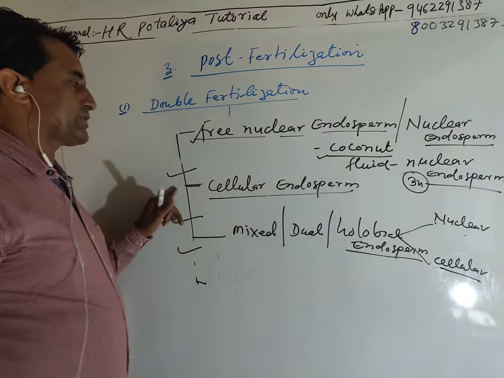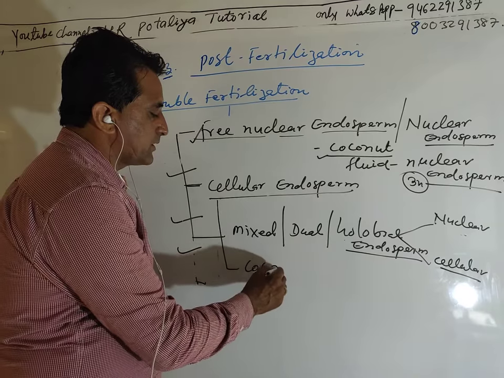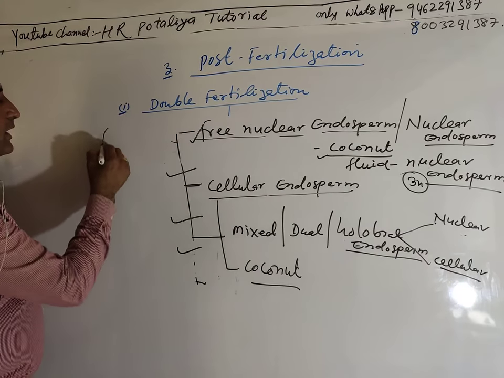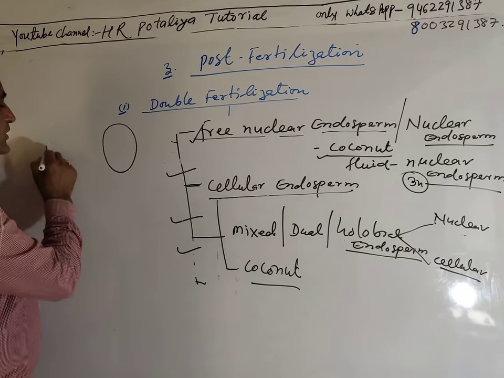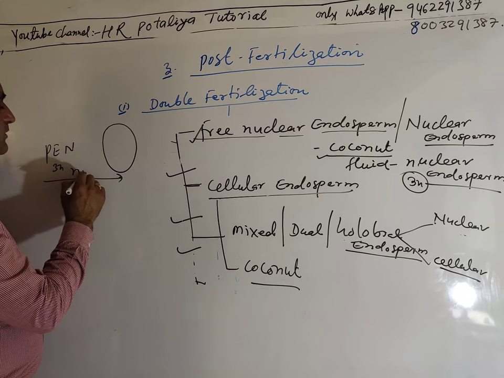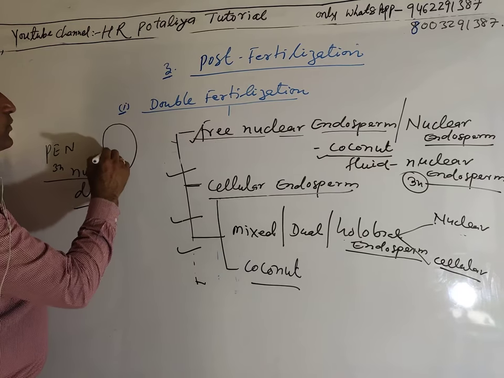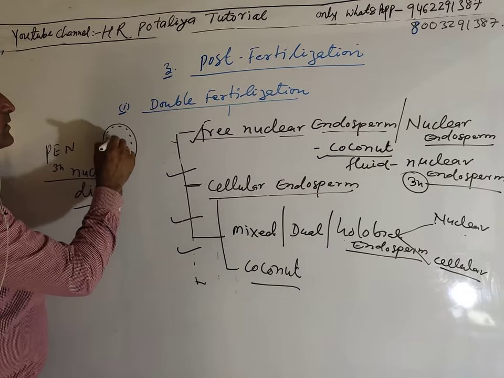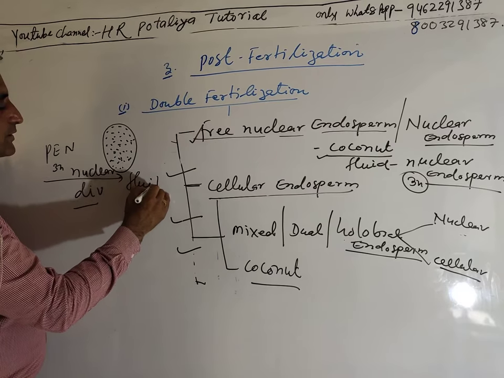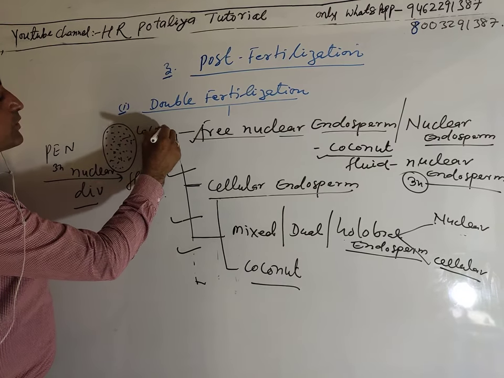Now start the second content, that is the cellular endosperm. In coconut, I think you have just used that content. In case of free nuclear, first, the PEN cell, which was 3N, had only nuclear divisions. Only nuclear division, and the fluid can be filled, only fluid will be there. That fluid just contains the nuclei, that's why that is the nuclear division, and there is the coconut fluid, coconut fluid.